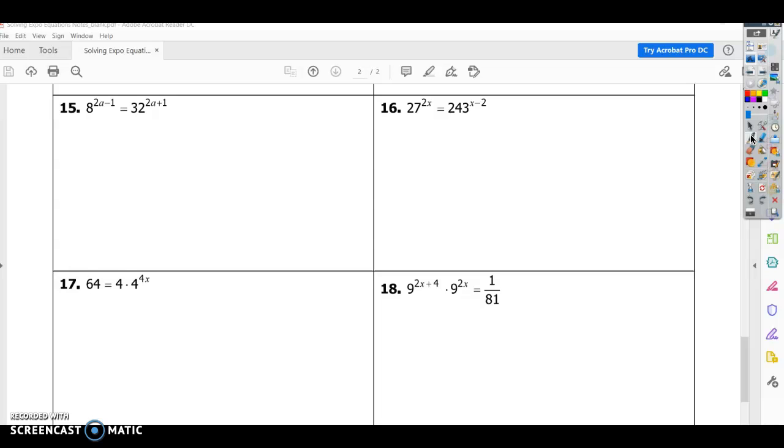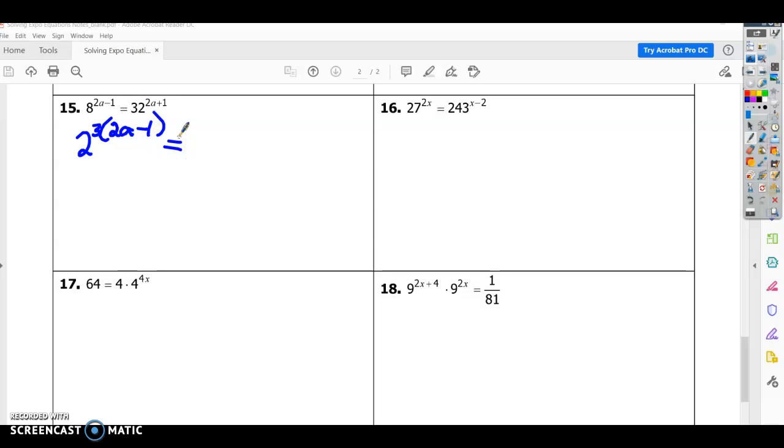All right, with number 15, we have 8 and 32. So I've got to figure out how to rewrite 8. We've already looked at 8 as a base before, and we know that 2 to the third power equals 8.